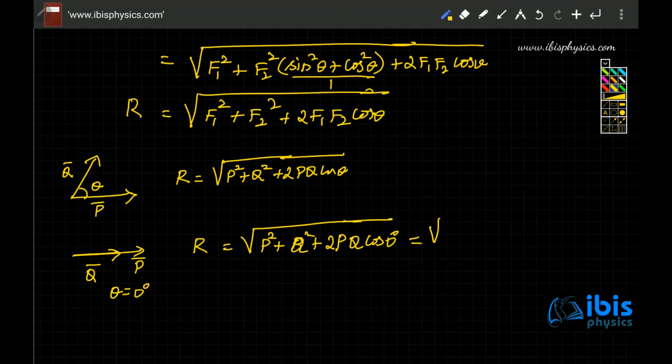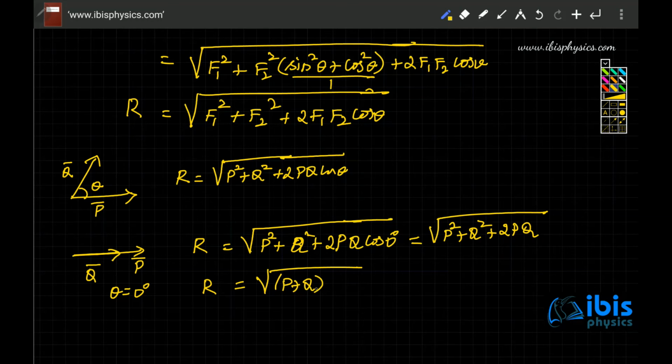This is equal to root over p square plus q square plus 2pq, because cos 0 is 1. Then r vector's magnitude is root over a square plus b square plus 2ab, so it is simply p plus q the whole square. P plus q whole square to the power 1 by 2 is simply p plus q. You see, in the last video we had seen that when two vectors are parallel to each other, the resultant is the algebraic sum. We have got the algebraic sum because we have not put arrows here.